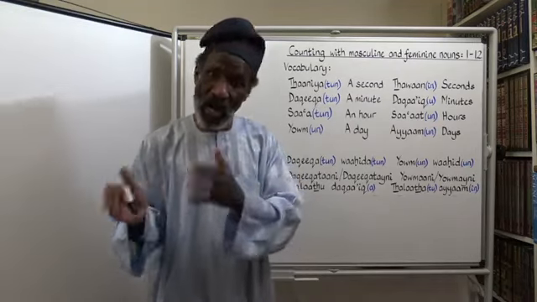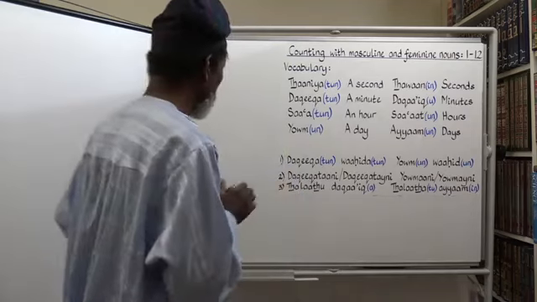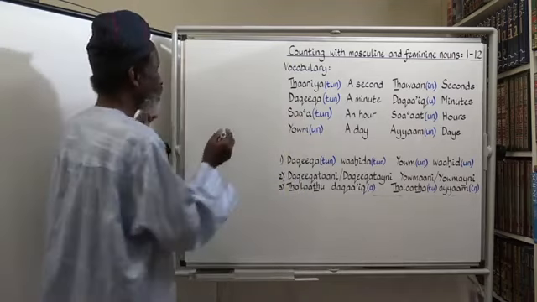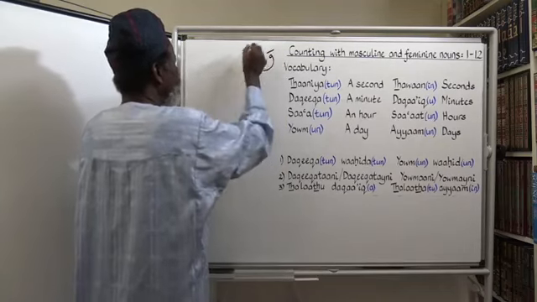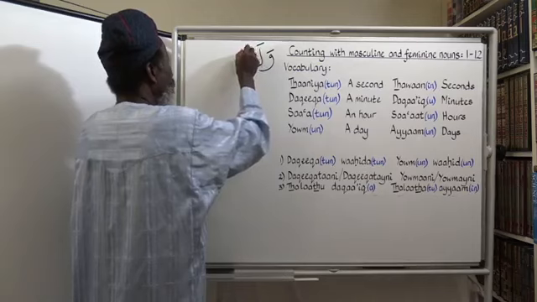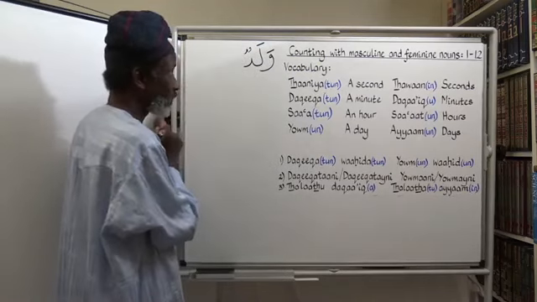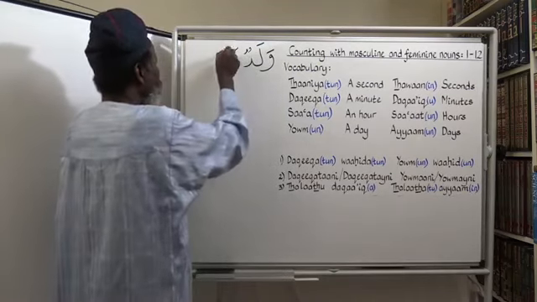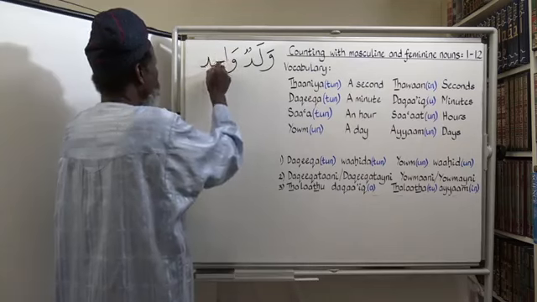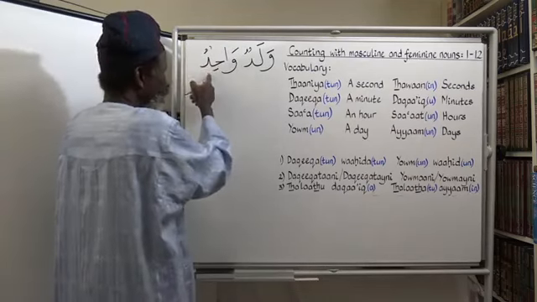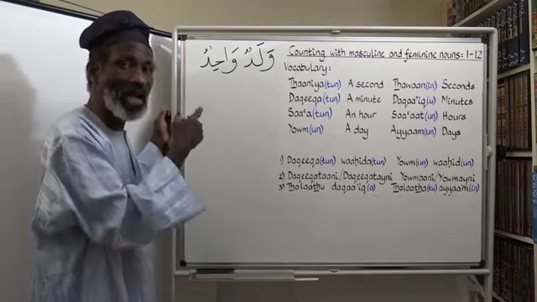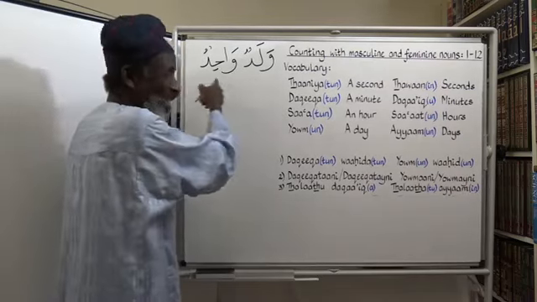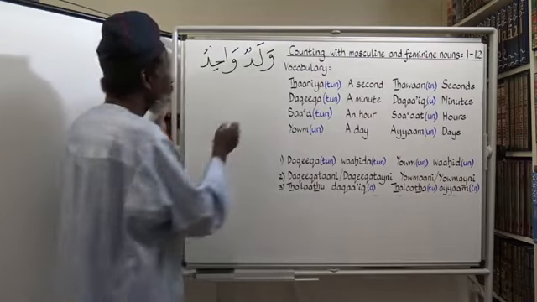Bintun wahidatun. Let me write that one for you before we get involved in this. So waladun, that's a boy. Wahidun, that's one. So wahid, number 1, comes after the noun, so it's acting like an adjective. So they have to match in gender.